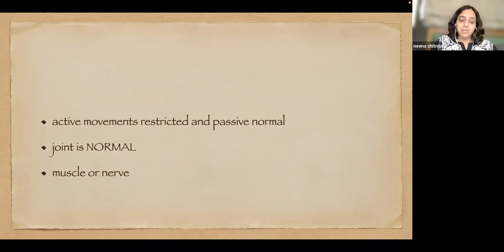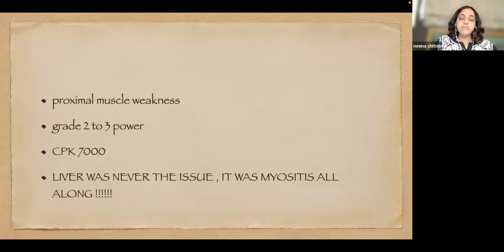So when we examined this patient in detail, she was found to have gross proximal muscle weakness. She had grade 2 to 3 power in the upper limbs as well as the lower limbs. All this was attributed to weakness and fatigue because of being post-op and not being very ambulatory. We ordered a CPK. The CPK came to be 7,000. So all this time, the liver was never the issue. It was myositis all along. So this case is to tell us that if we don't examine the patient clinically, only the investigations are not going to get us to the diagnosis.